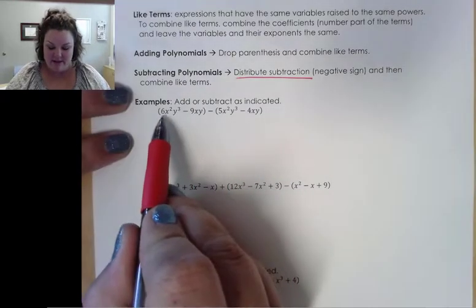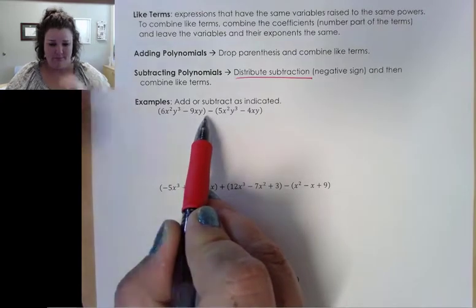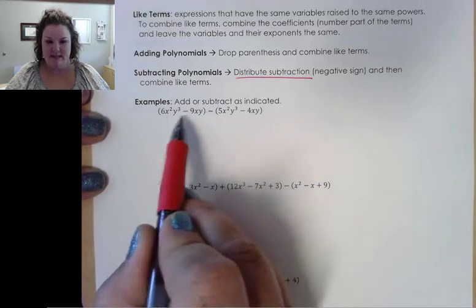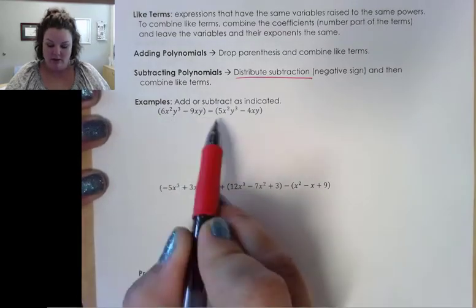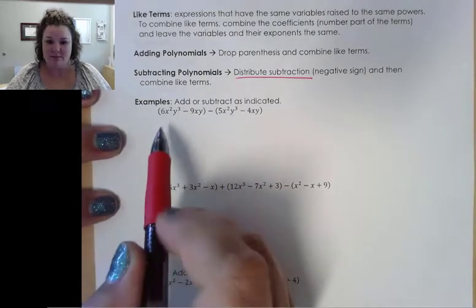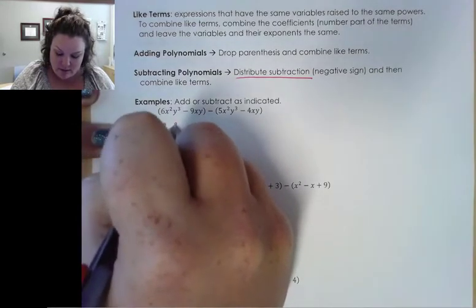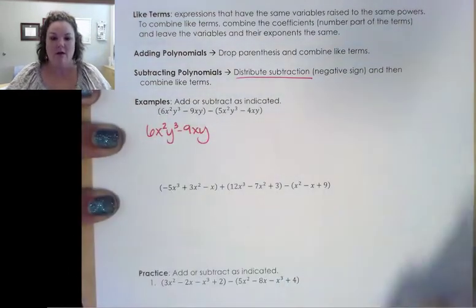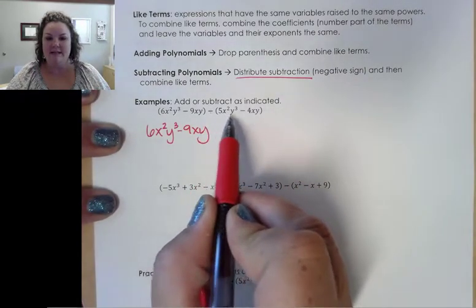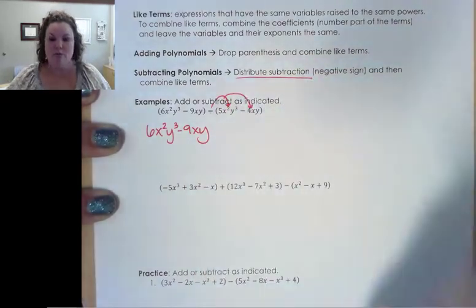On this one, we have 6x squared y cubed minus 9xy. And notice there's nothing being done outside this. These parentheses are just designating that this is one polynomial and we're subtracting another polynomial. So since nothing's being done out front of these parentheses, we can just drop them on this polynomial. So we have 6x squared y cubed minus 9xy. But the one that we are subtracting, this subtraction is to be applied to this entire polynomial. So we have to distribute that to both terms.